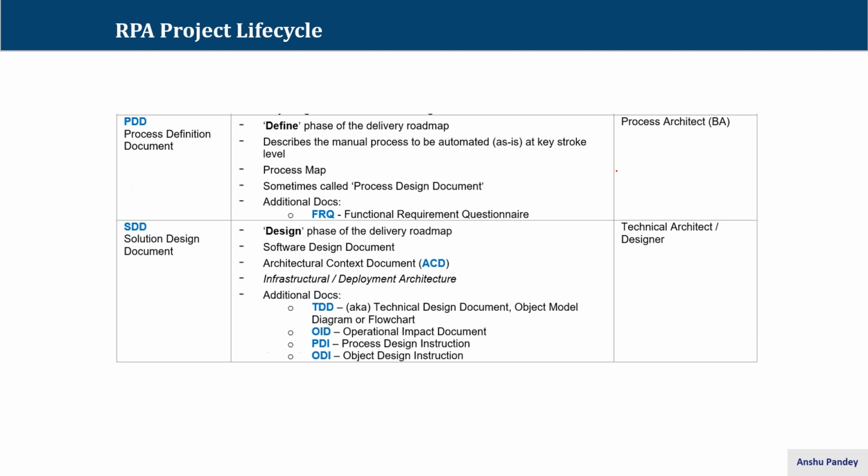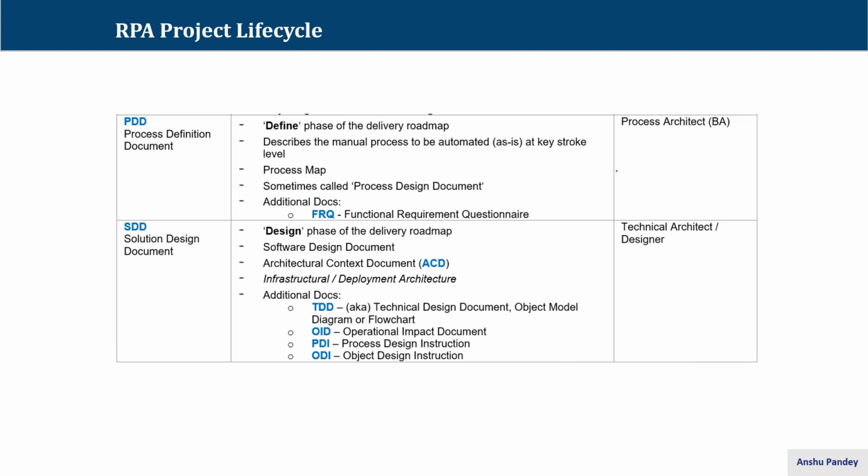Then once it is decided by the business architect, they develop the PDD, process definition document. They'll define each and every step: this is the process which needs to be automated, this process A, process B, process C needs to be automated step by step. Once that is done, the job of the business analyst finishes, and the job of the technical architect starts. A technical architect will develop the solution design document. They will develop the complete idea of the software design document, the complete architectural step-by-step approach and implementation, technical design document, operational impact document, the process designing, object designing instruction.